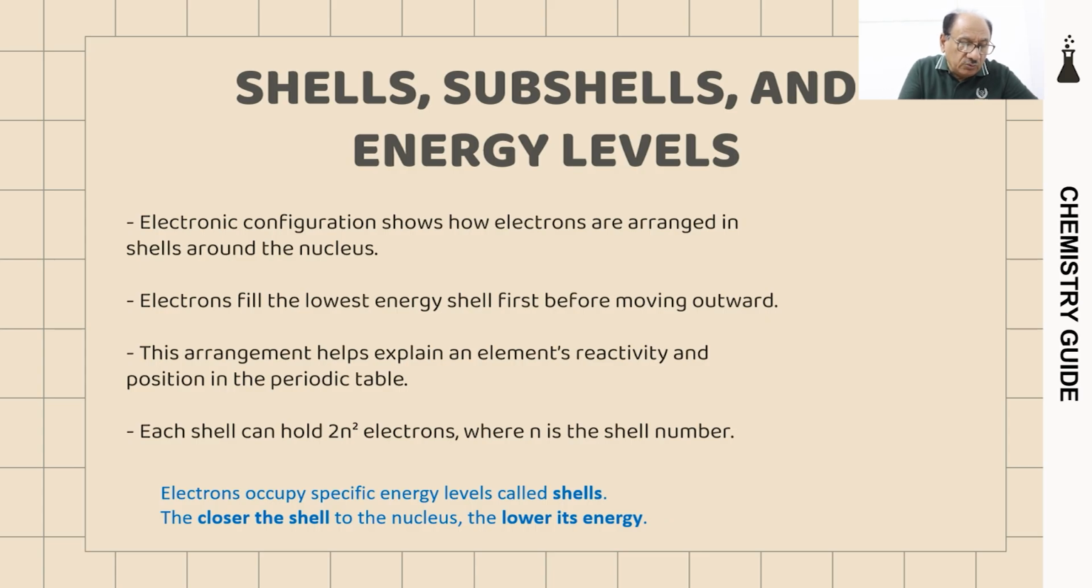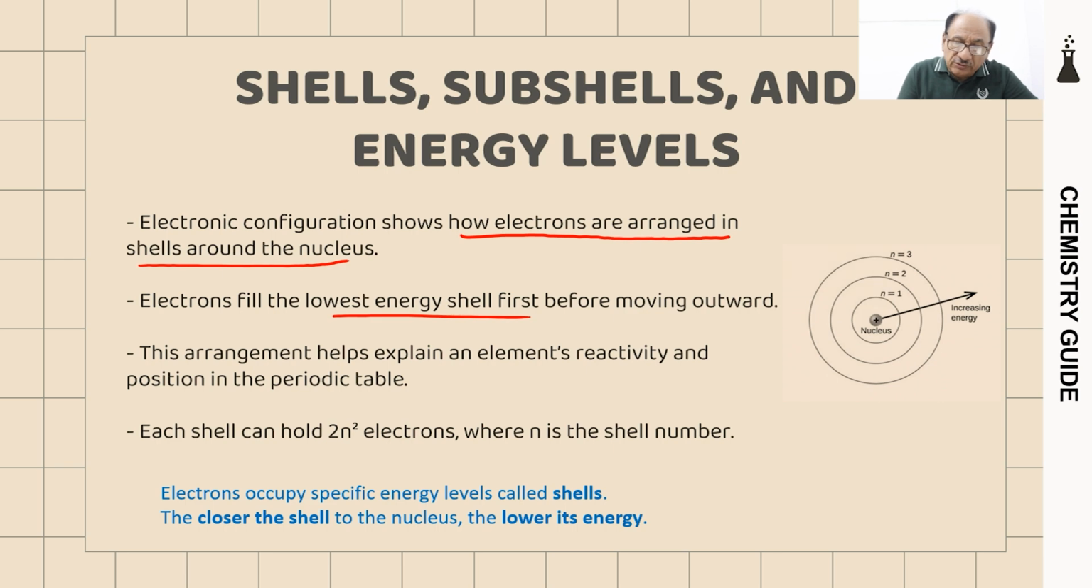What are those? Electronic configuration shows how electrons are arranged in shells around the nucleus. Electrons fill the lowest energy shell first, before moving outward. The outer side is the increasing energy side, so the higher the energy, the farther out the electron will be, in an outer orbit. This arrangement helps explain an element's reactivity and position in the periodic table.